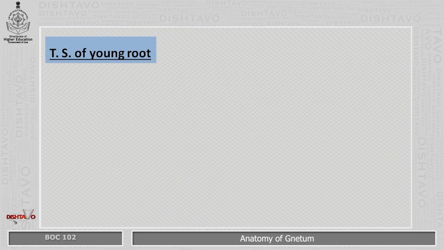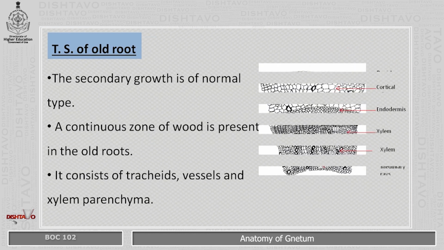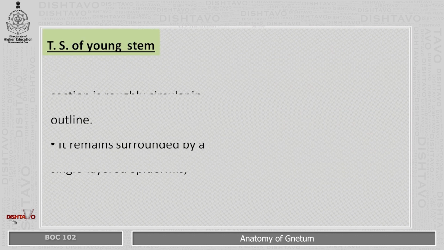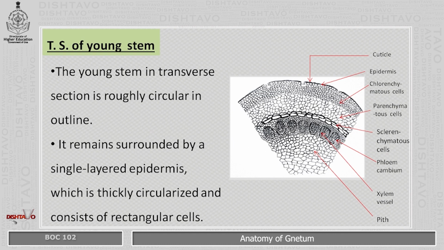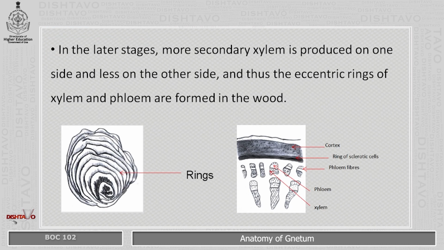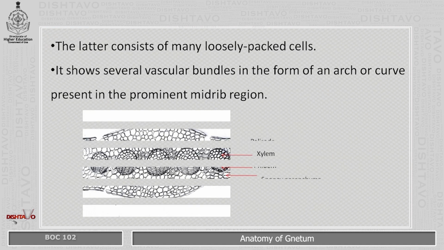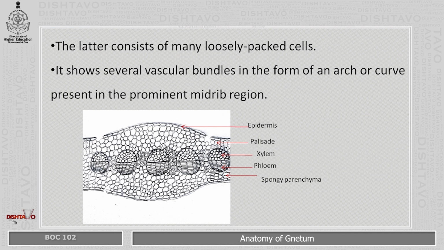So in this lecture, we studied the anatomy of root, young root, then anatomy of old root, then anatomy of young stem, which is a normal type, then anatomy of old stem, which shows anomalous growth and eccentric rings like this, and then anatomy of the leaf, which shows only primary growth.